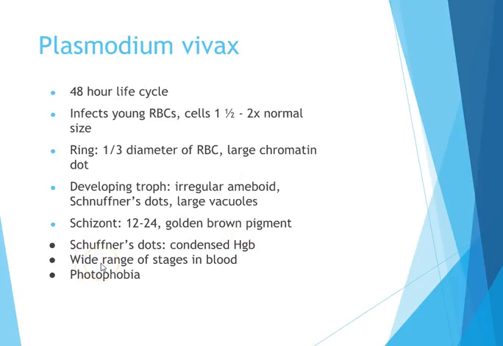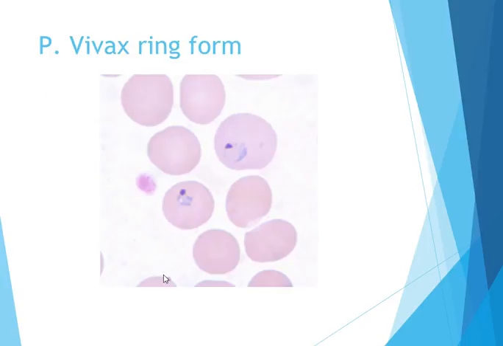In the blood smear, you typically will see a wide range of stages. So you will see schizonts, developing trophs, ring forms, gametocytes. These patients typically have photophobia, which is sensitivity to light. You need to know that. That's the only one that does that.